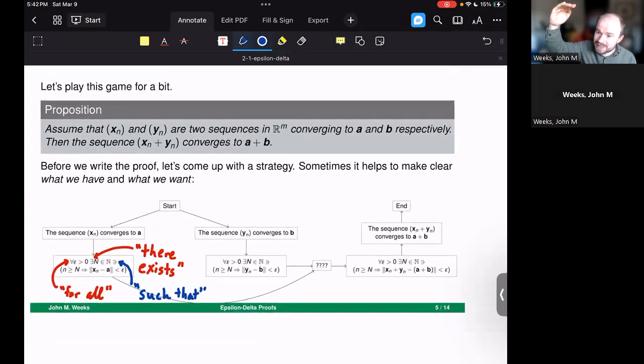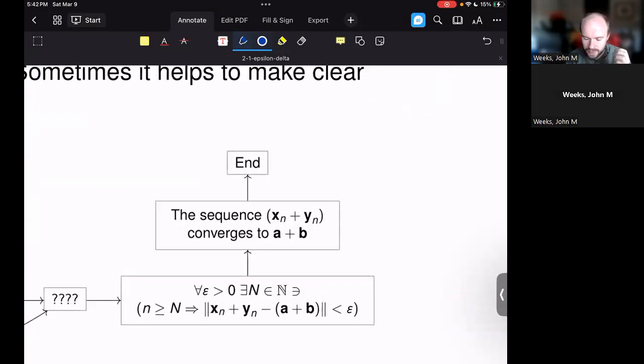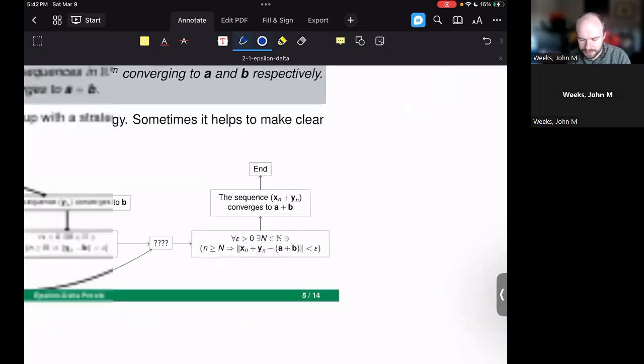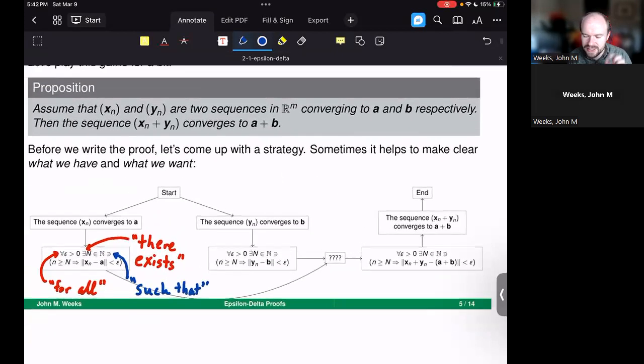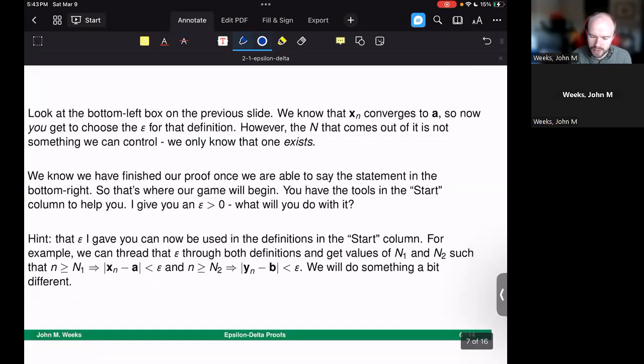For my ending sequence, I'm kind of working backwards a bit, saying that the sequence x sub n plus y sub n converges to the vector A plus B. And I'm going through and substituting that into the definition as well. So this is a strategy plan for us. There is what we have, which is the stuff on the left, and what we want, which is the stuff on the right. And I encourage using this sort of tabular format whenever you're trying to build your proofs. Just kind of think of it as part of the scratch work.